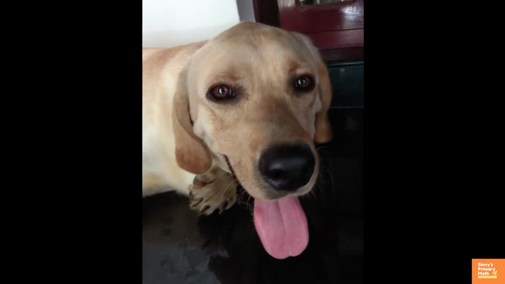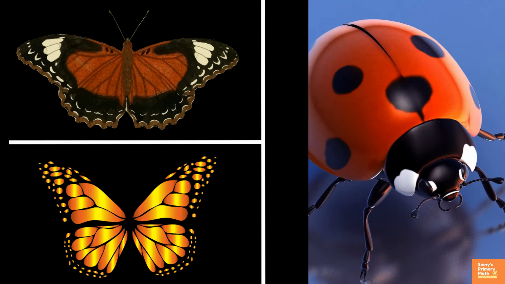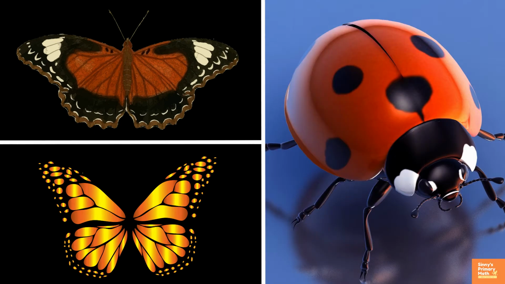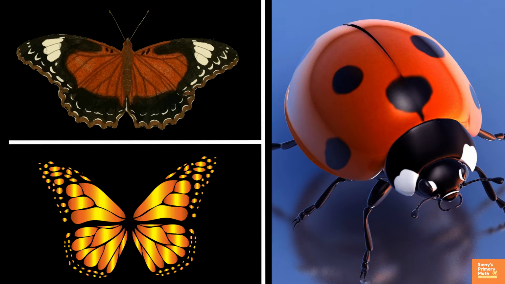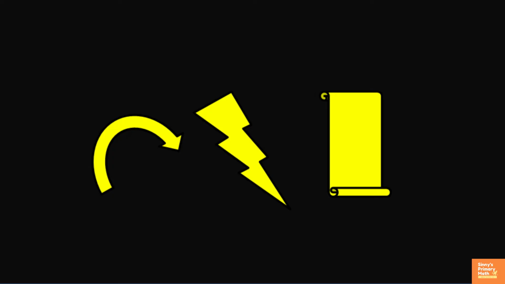Here, my pet dog Joey has his face perfectly symmetrical. It is easy to see because one half is the reflection of the other half. Look at the images of butterflies and a beetle bug. The images which can be divided into identical halves are called symmetrical.